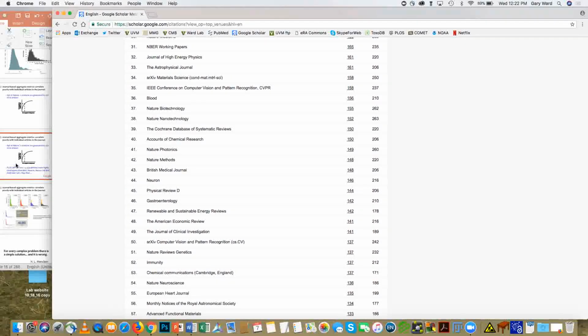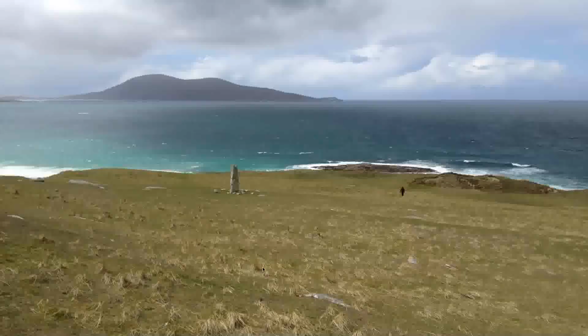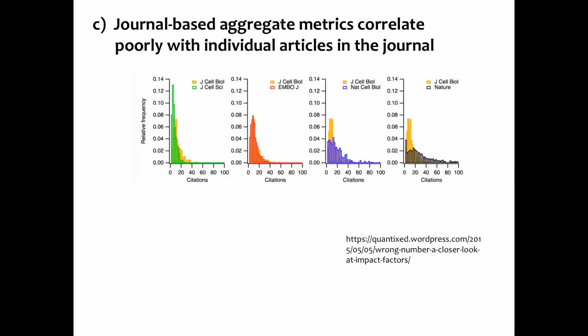Okay, and this, I recently discovered this, and I think it is really the most damning bit of evidence arguing against the impact factor as a way to measure importance. So what you're looking at here are the citation distributions. This is from a blog post, by the way. What you're looking at here are the citation distributions for different journals that you might intuitively think you have an idea for who is going to produce the more highly cited articles.